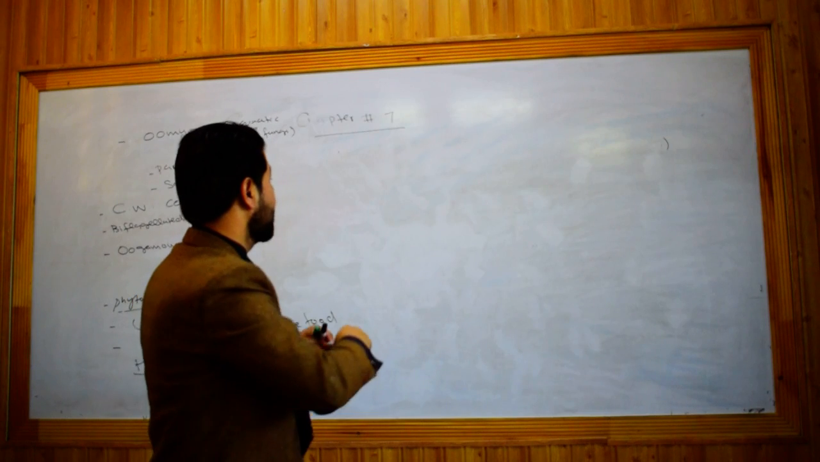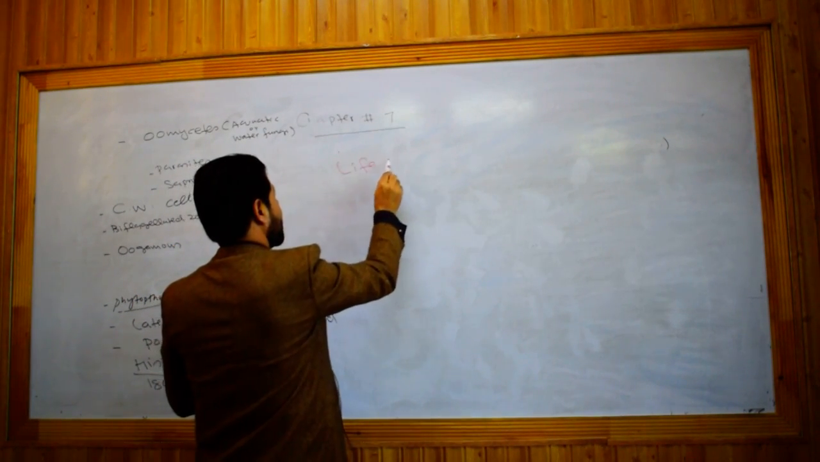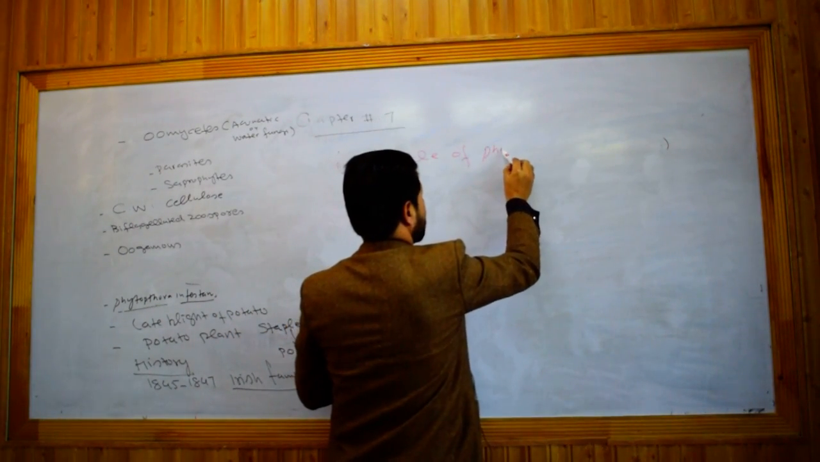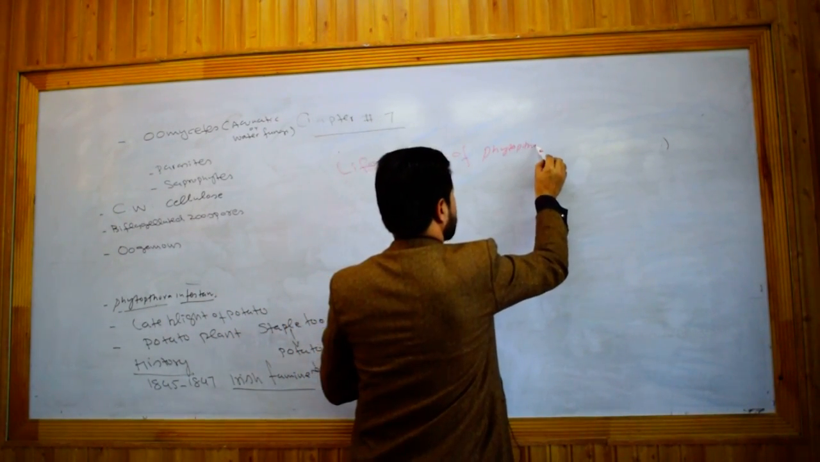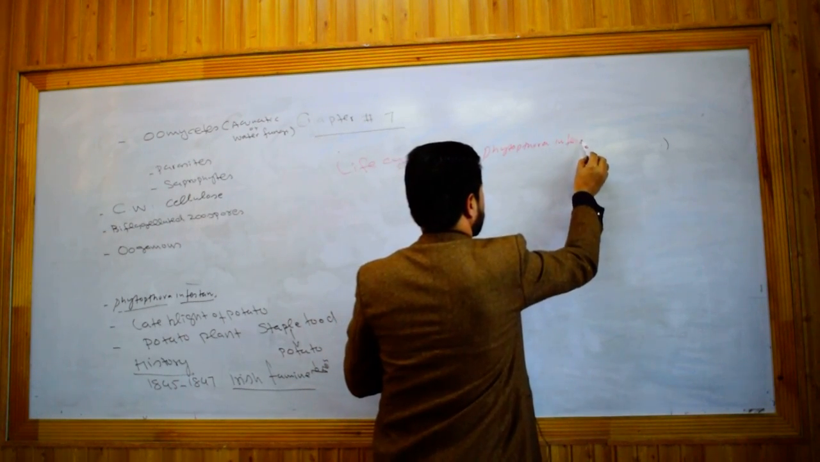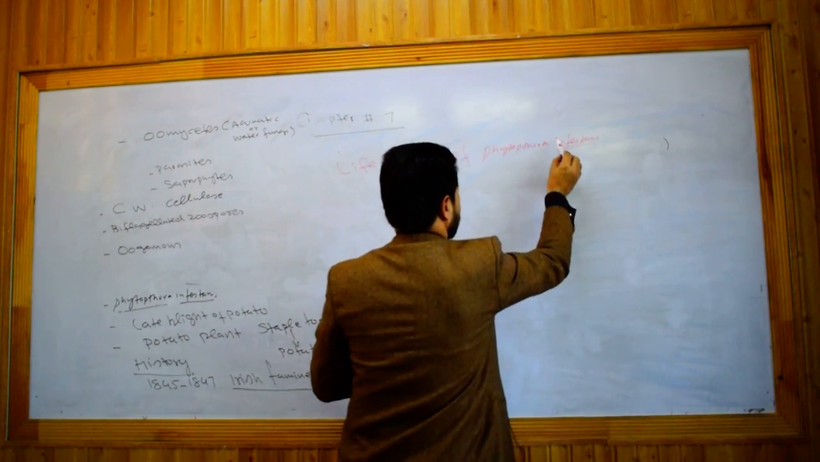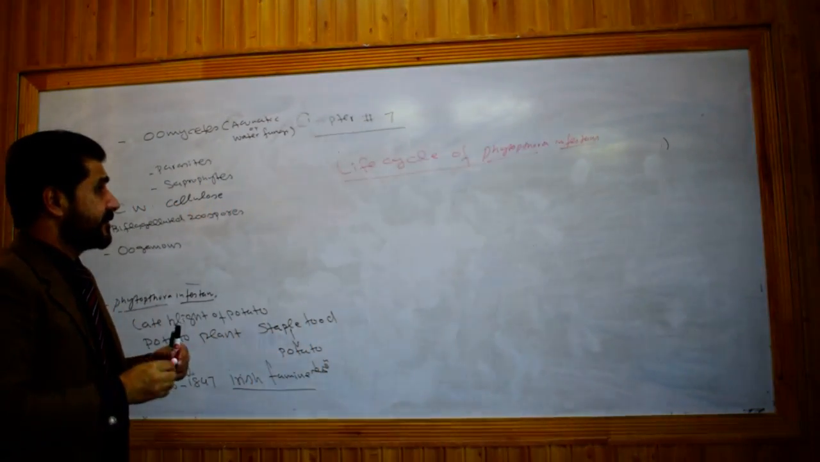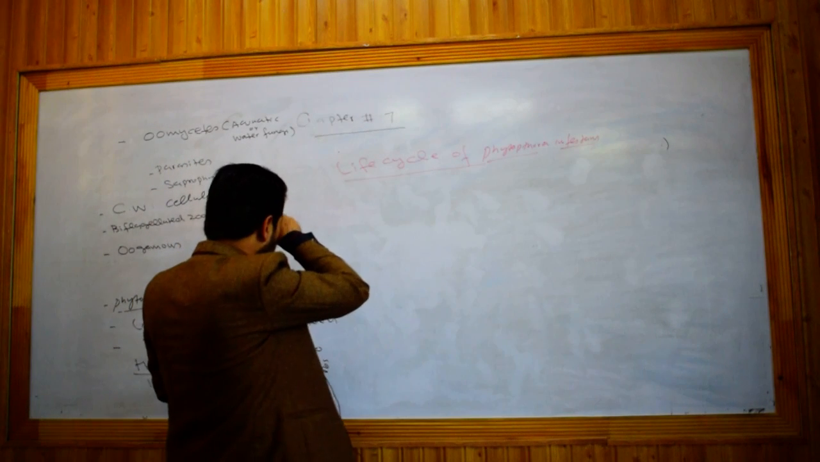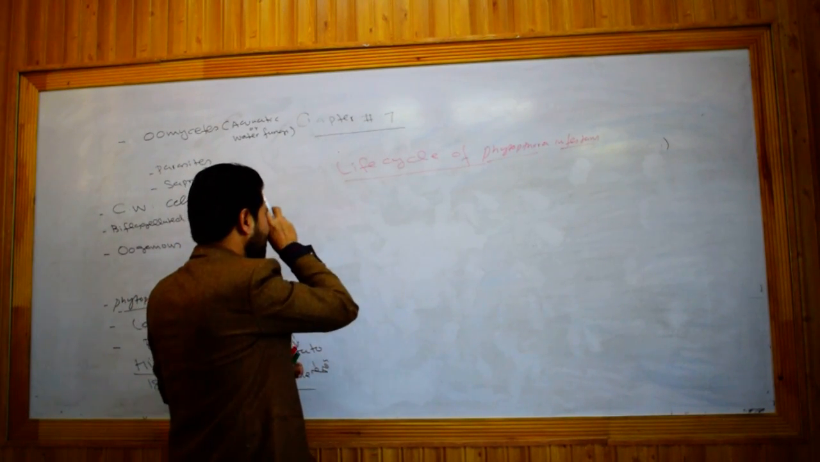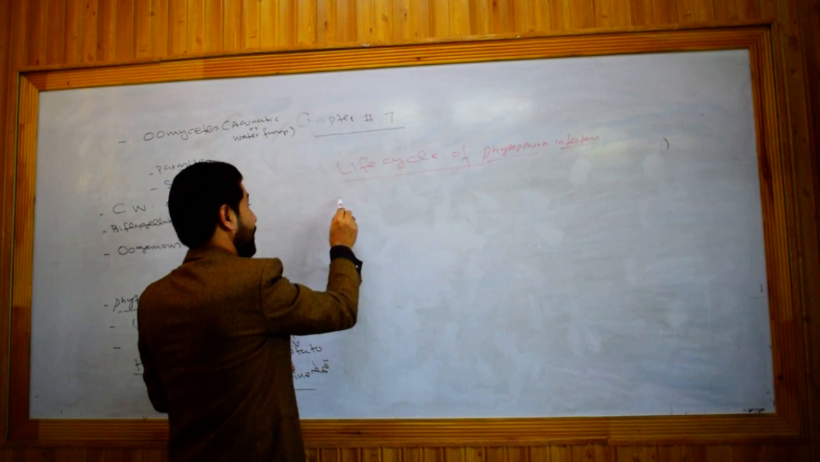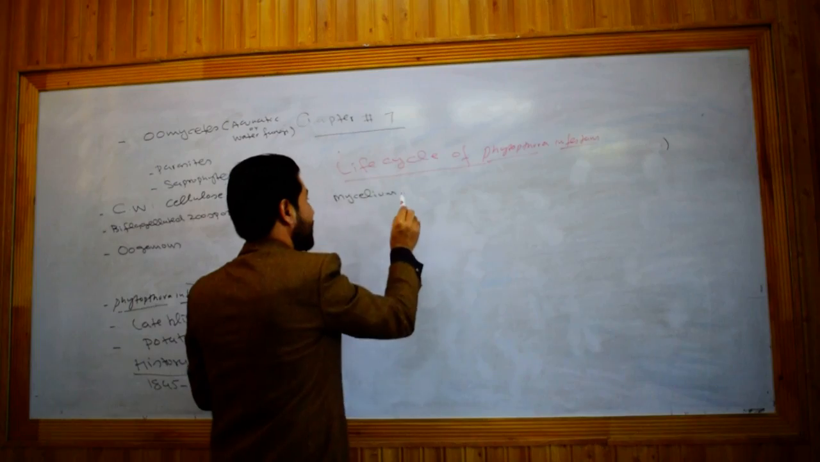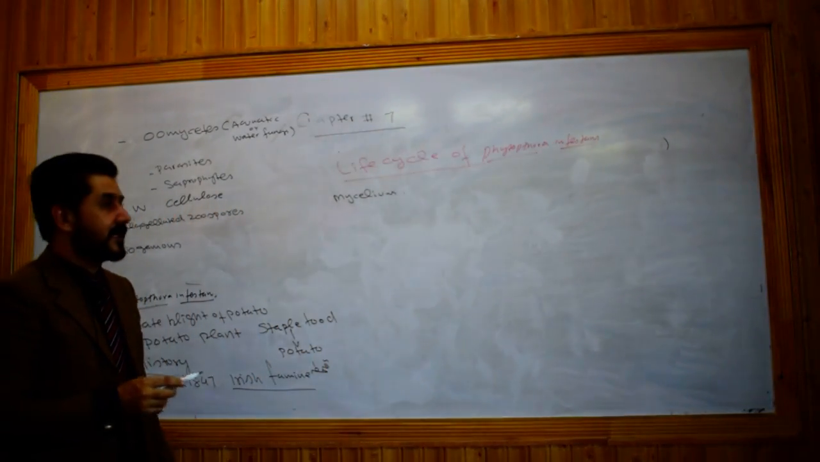A little bit about the life cycle. Life cycle of Phytophthora infestans. Phytophthora infestans is a parasitic fungus. Its mycelium, the body or thallus of the fungus, is called mycelium.